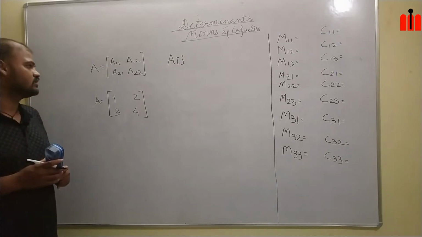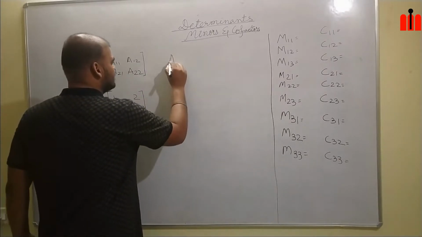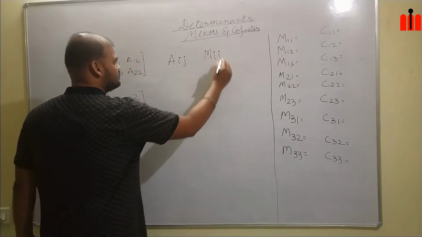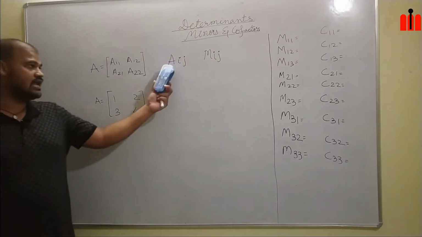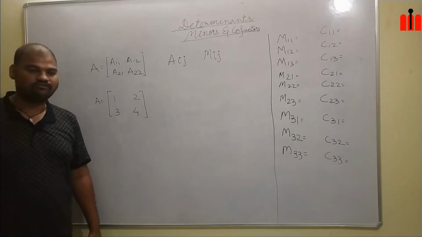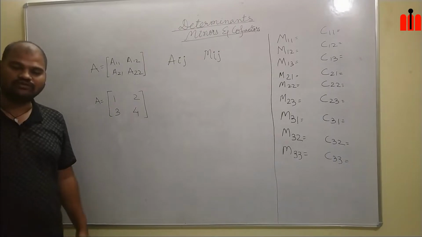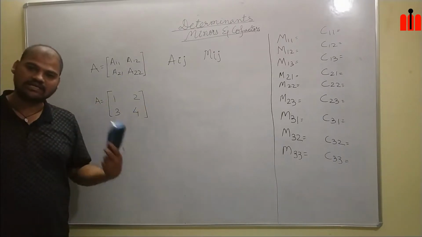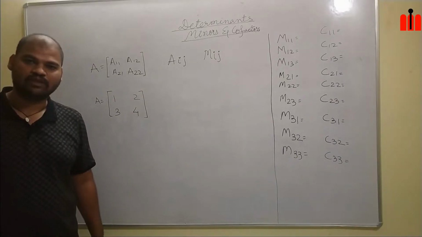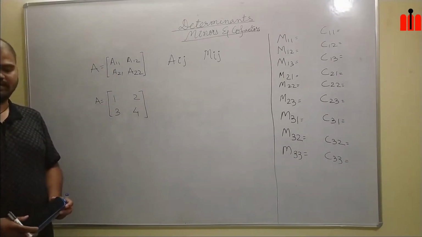The minor of an element Aij we represent with Mij. Aij's minor we will represent with Mij. For A11 we will write it as M11. For A12 we will write it as M12. Like that, A21 we will write as M21, and for A22 we will write as M22. So these will be the minors of the matrix.